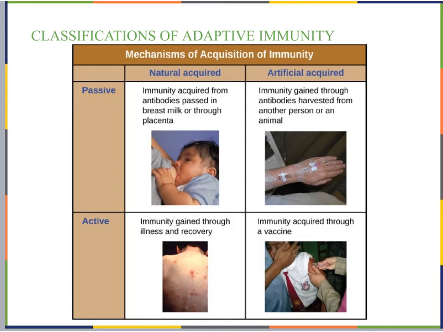So this is a table from the text that summarizes these things. We have our natural going this way, our artificial this way, passive, and then active. These are the 4 classifications of adaptive immunity that we just went through.